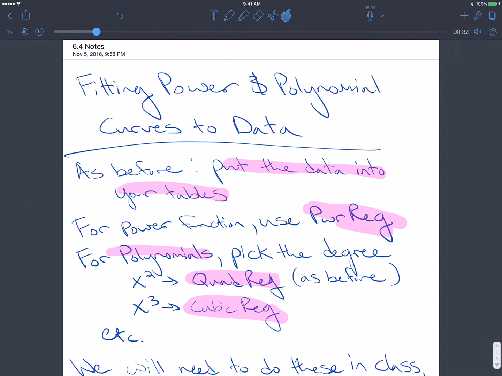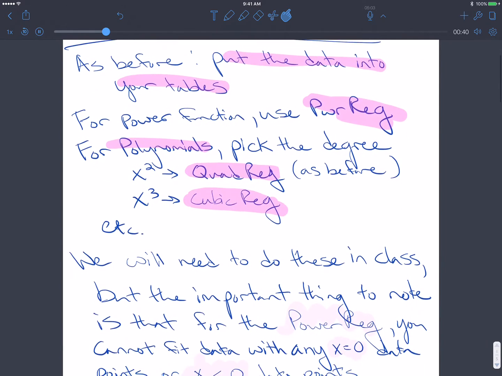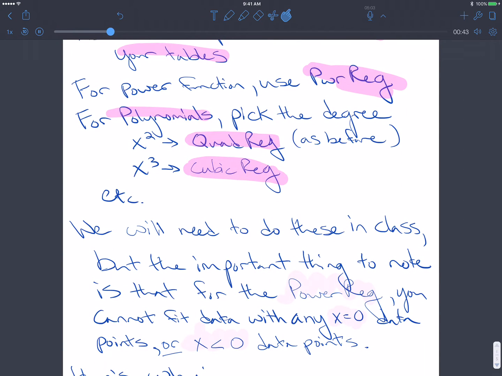It does have those built-in capabilities, which is nice, but there is some important stuff to talk about with the power regression. We'll do a lot of these in class, probably also, but the important thing to note for power reg is that you cannot fit the data if you have any values of x that are 0 or less than 0 in your data set.